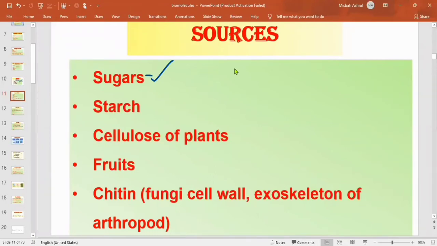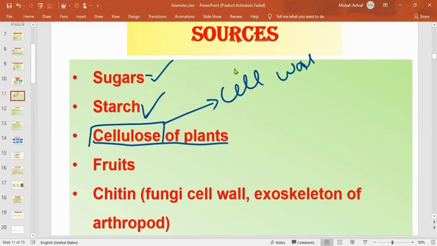Then it's also present in starch. Starch is a storage form of carbohydrates in plants, like wheat, rice, potato. All these have starch in them. It's also present in the cellulose of the plants. We have studied that cellulose is the cell wall. It's present in the cell wall of plants, which has the supportive or protective function. Then it's also present in fruits. Almost all fruits have carbohydrates in them.